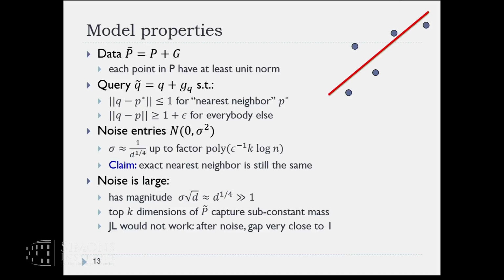So what happens, the noise is large. What is the magnitude of the noise? It's basically sigma in every direction, so you sum up, it's going to be sigma times square root d. That's the magnitude of the perturbation. By my choice, it's about d to the 1/4, which is bigger than 1, much bigger. I'm thinking of epsilon maybe like 0.1, and all these are small constants, but this is large. So the amount of perturbation is much bigger than the initial distance that you start with, 1. However, you can still prove that the exact nearest neighbor is the same.